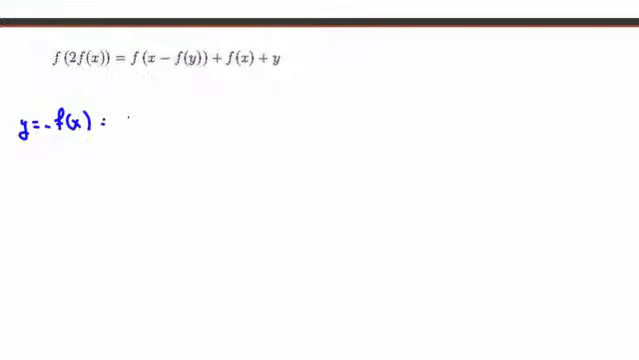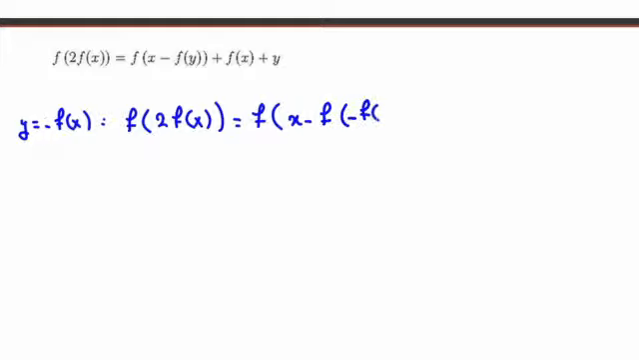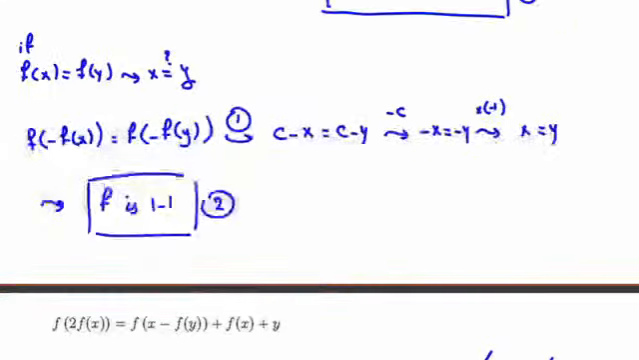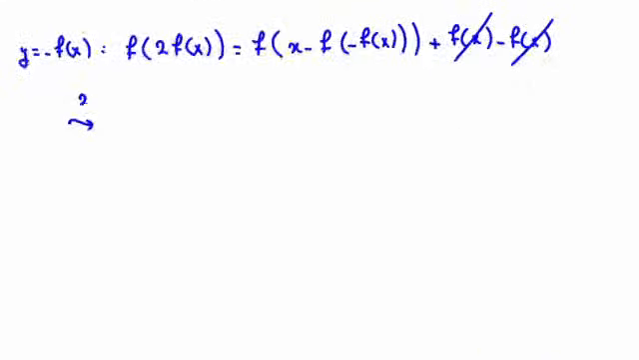And if I use this, the left side is f of 2f of x equals f of x minus f of, instead of y, I write negative f of x. And here, plus f of x. Instead of y, we write negative f of x. So we cancel this thing because f is 1 to 1, from the second thing we've reached here.